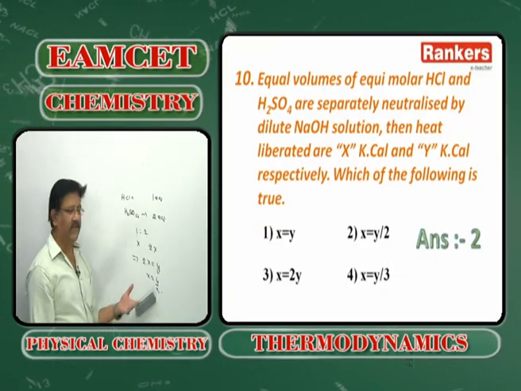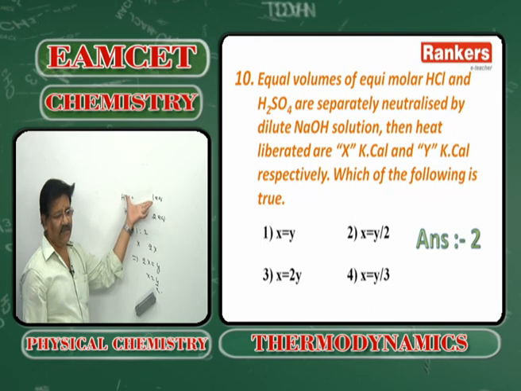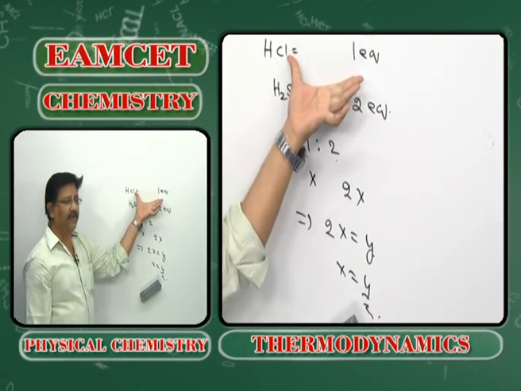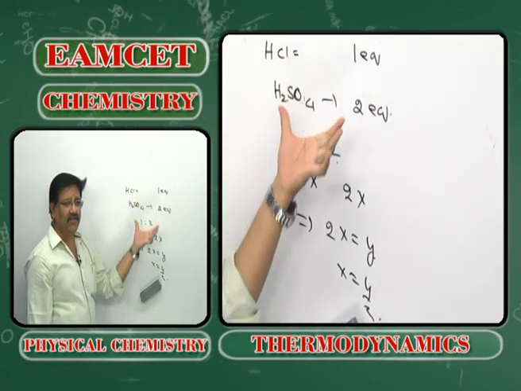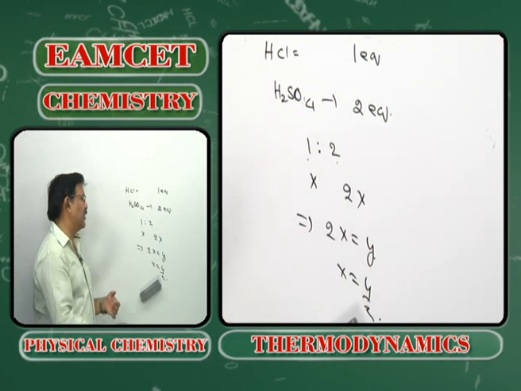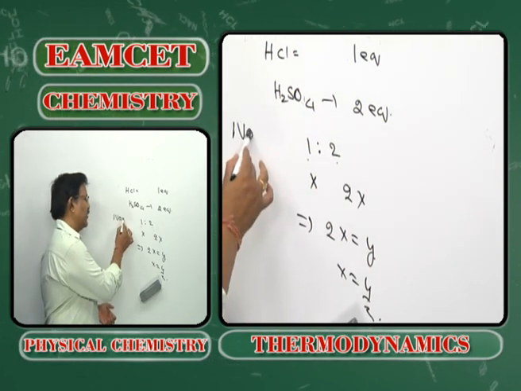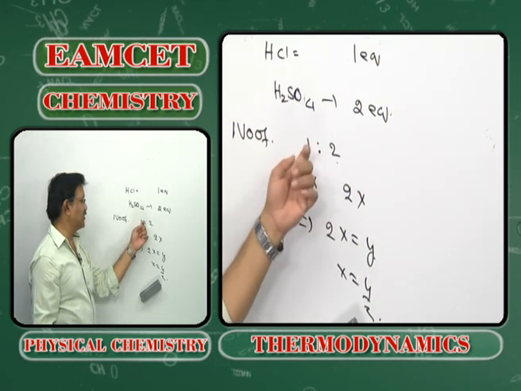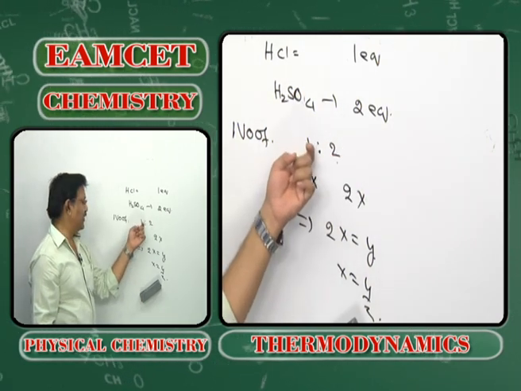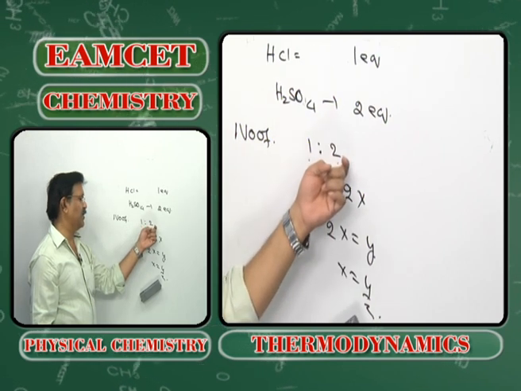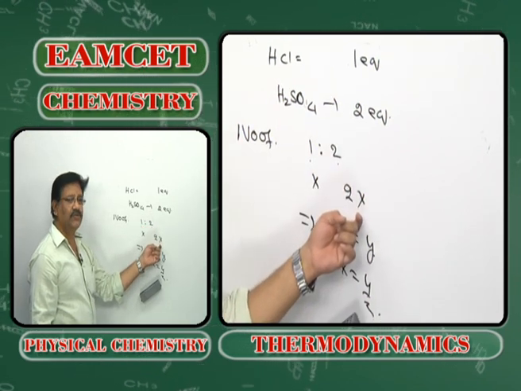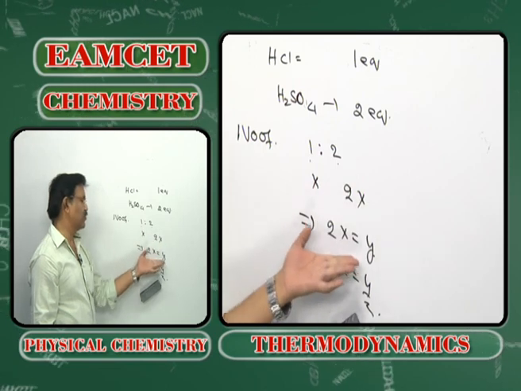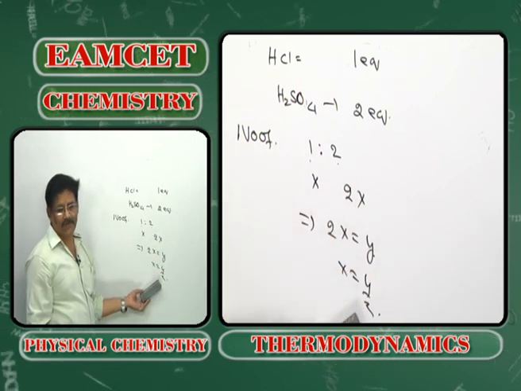Option 2. Once again, what is the point? Equal numbers of moles are getting neutralized, but in terms of the number of equivalents, what is the ratio of the equivalents that are getting neutralized? 1:2. If it is x for HCl, the heat evolved for H2SO4 will be 2x, that is 2x is equal to y, x is equal to y by 2.